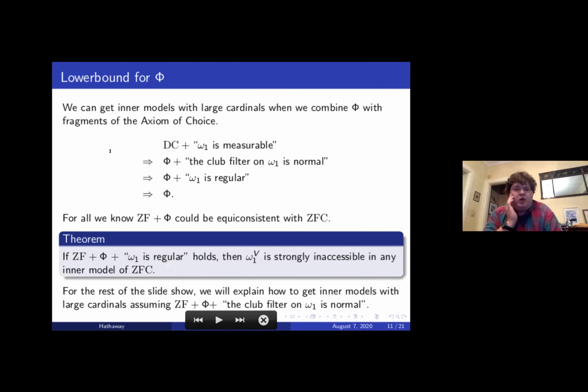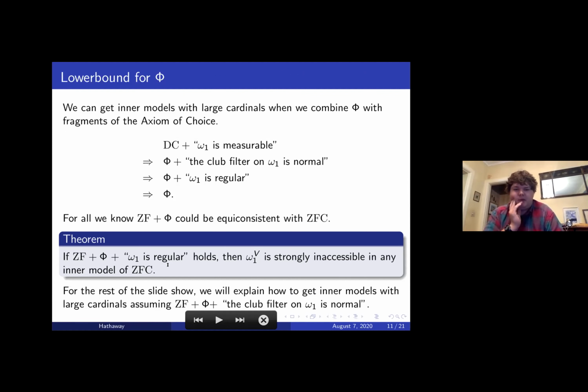Okay, the point I'm making here is if we want to get lower bounds for phi, it seems difficult, but if we combine phi with fragments of the axiom of choice, then we can actually get some large cardinal lower bounds. So like I said before, ZF plus phi could be equiconsistent with ZFC. That's certainly possible. On the other hand, ZF plus phi plus omega 1 is regular implies that the omega 1 of V is strongly inaccessible in any inner model of ZFC.